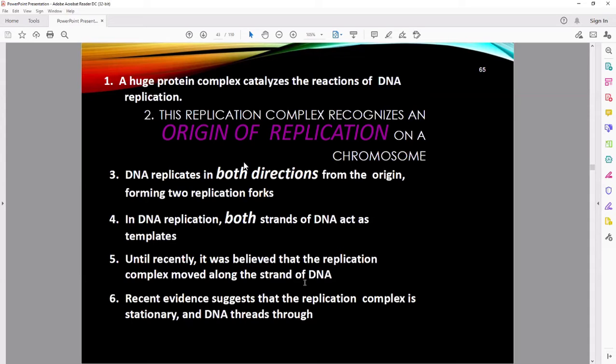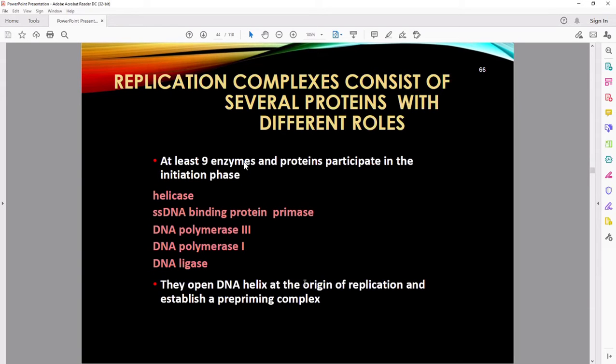In replication, both strands of DNA serve as templates. Replication complexes are the important components in the replication process. Basically, these are the enzymes involved in replication. We have helicase, single-stranded DNA binding protein, DNA polymerase 3 and 1, and also DNA ligase. So these are the enzymes.